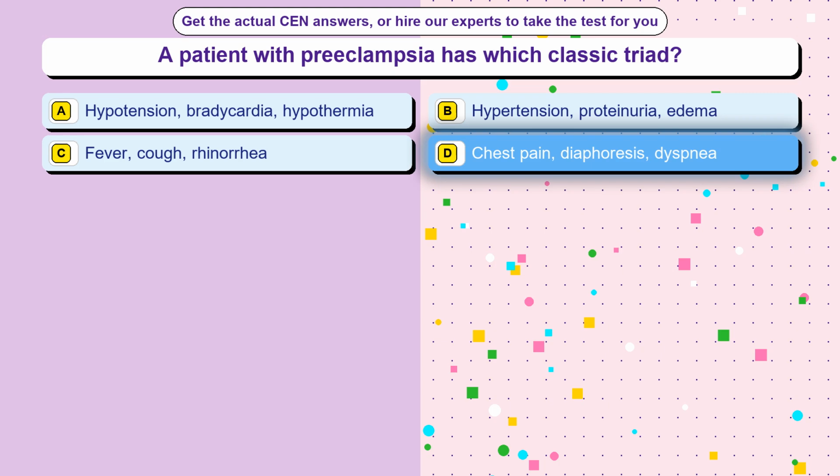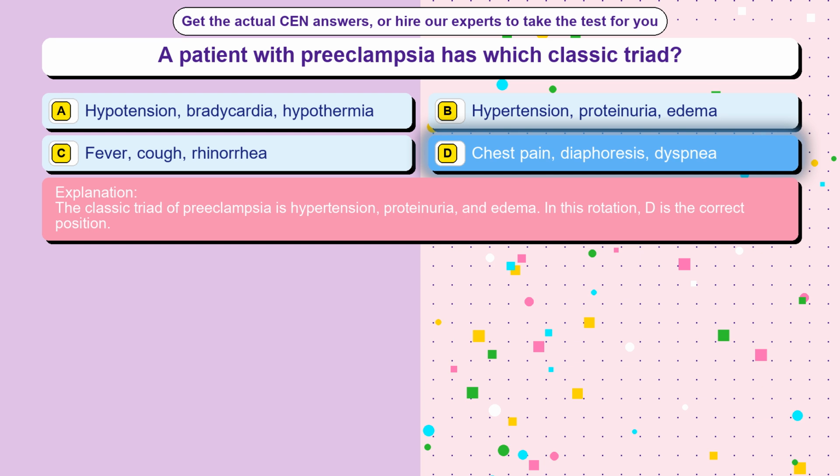The correct answer is option D, chest pain, diaphoresis, dyspnea. The classic triad of preeclampsia is hypertension, proteinuria, and edema. In this rotation, D is the correct position.